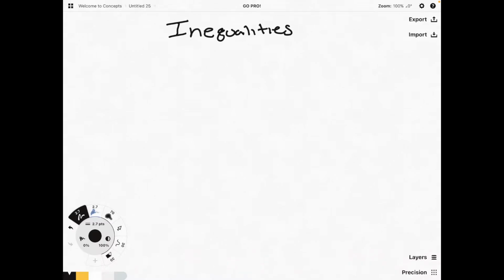Hello, today we are going to be talking about solving inequalities. This is part one of a two-part series. Today we will do a brief overview of what an inequality is and then look at how to solve them.